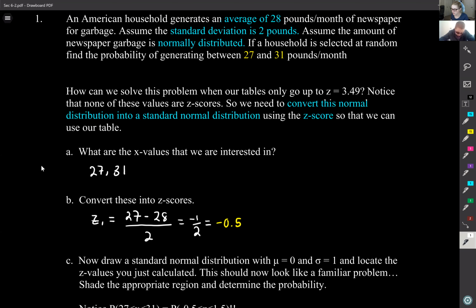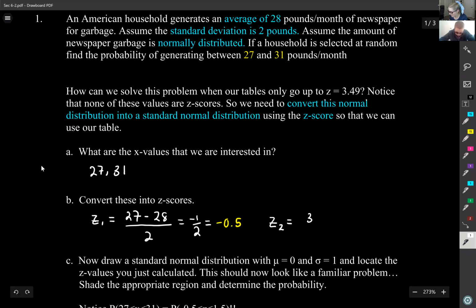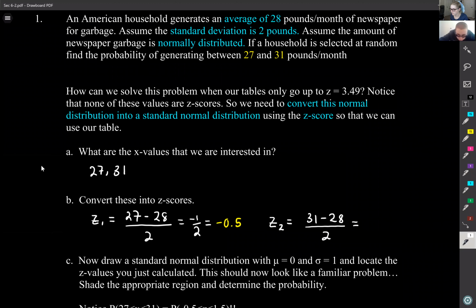Okay, let's do our next one. So I'm going to call this z2. So I take my x value, which in this case is 31, and I subtract the mean from it, which is 28. And I just divide by the standard deviation. 31 minus 28 is going to give us 3. So I end up with 3/2, which is equal to 1.5.